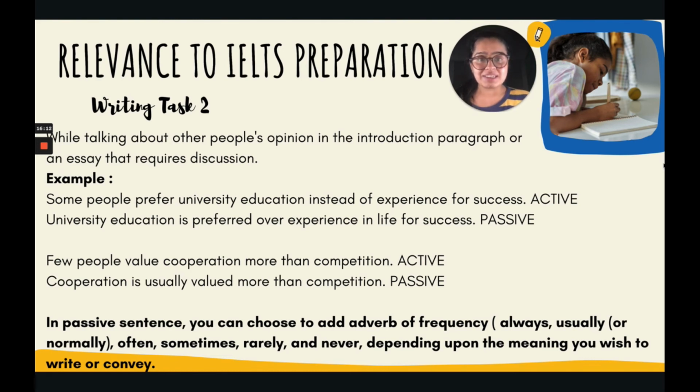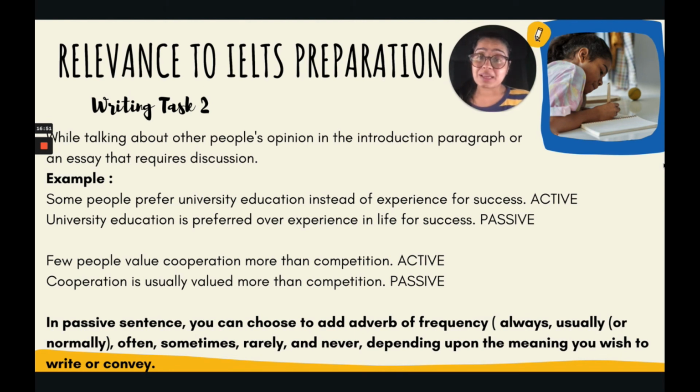The same sentence in the passive voice will be preferred when you are required to paraphrase the information in the introduction paragraph. The sentence will look like, university education is preferred over experience in life for the success. Clearly, we have omitted the mentioning of the subject some people because they are too obvious and are of no interest while paraphrasing. Second example says, few people value cooperation more than competition.